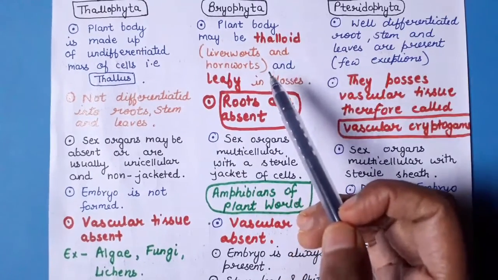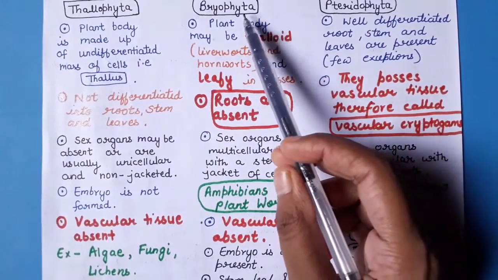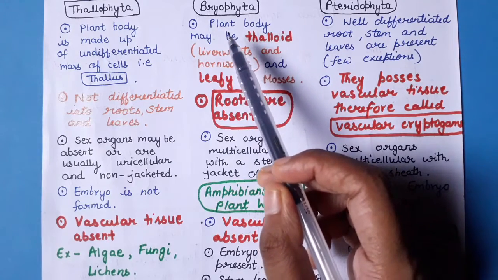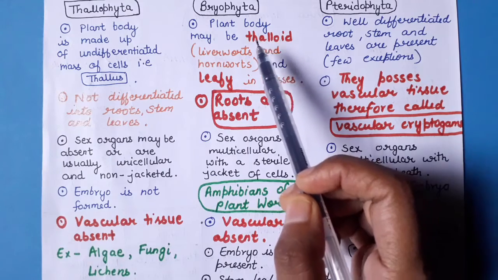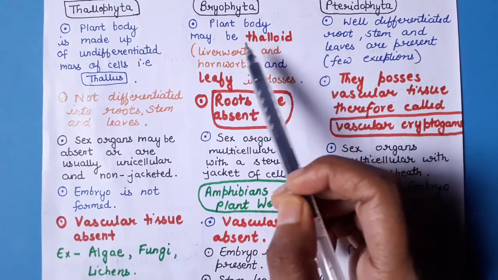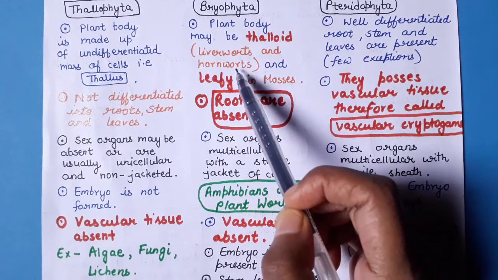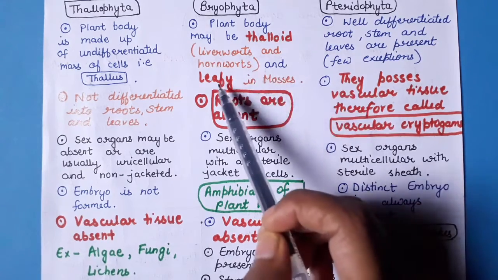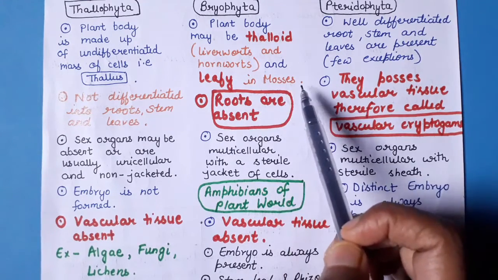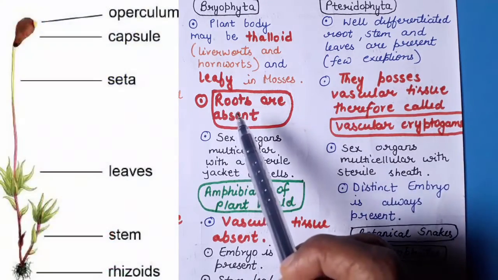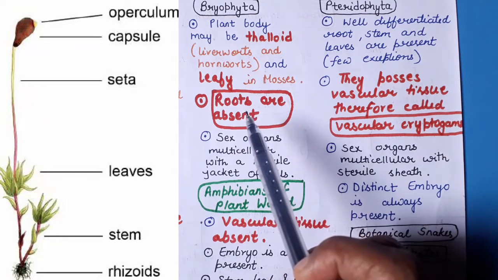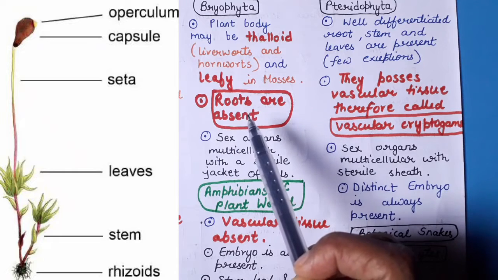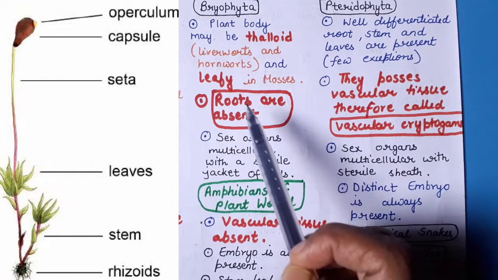Now coming to our next category, that is Bryophyta. In the case of Bryophyta, you may find two different types of plants. They may be either thalloid, in the case of liverworts and hornworts, or they may be leafy, in the case of mosses. The major characteristic feature here is that roots are absent. You will find leaves, you will find stems, but you will not find roots.